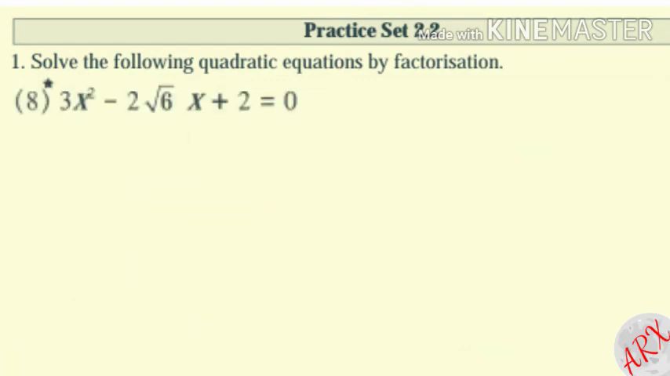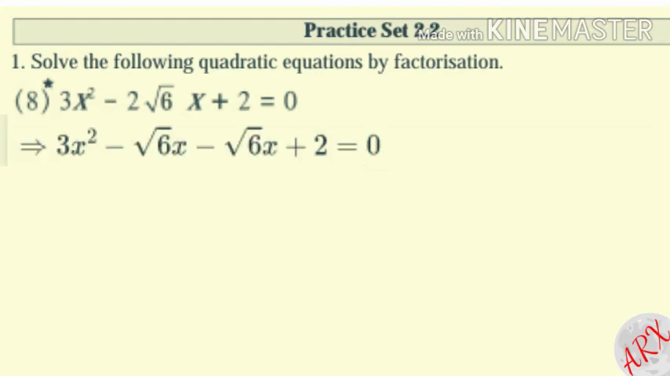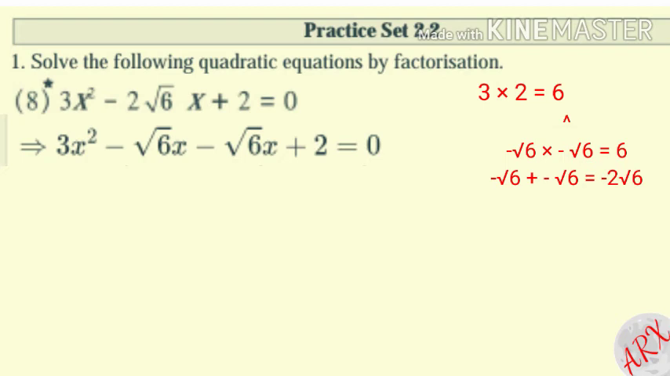Question number 8. 3x square minus 2 root 6 x plus 2 equal to 0. Now we will multiply the first and third term. 3 twos are 6. Now the factors of 6 will be minus root 6 and minus root 6. So minus root 6 into minus root 6 will be 6, and the addition will be minus 2 root 6.